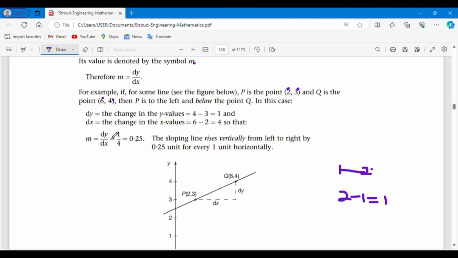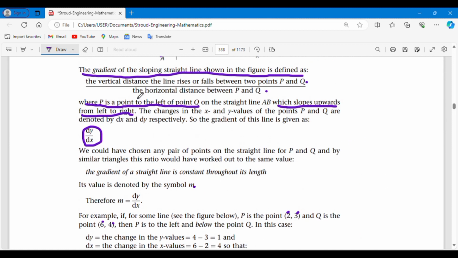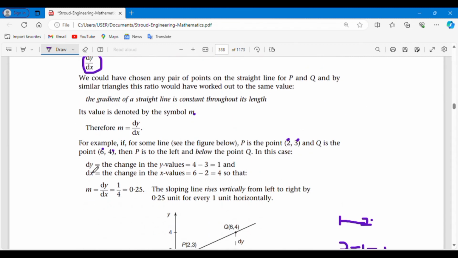And the change in x value, right? The x value of the second one is 6 minus 2. So m equals the change in y over the change in x. Don't forget, that's the formula. You have forgotten. The vertical distance, change dy over dx, right?